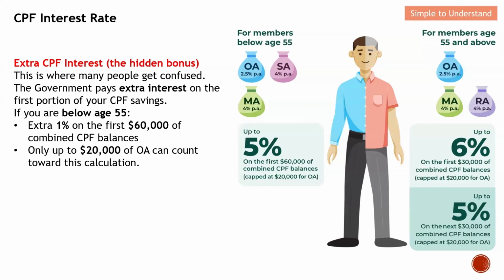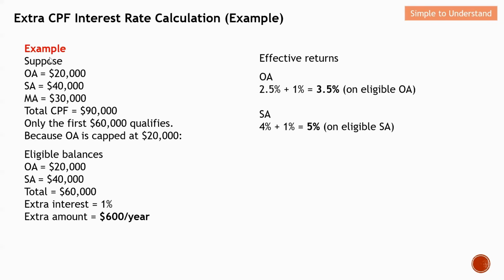Let me give you an example in order for you to understand this better. Suppose OA 20K, SA 40K, MA 30K. So our total CPF balance is 90K. However, if you still remember, only the first 60K will be able to enjoy the additional 1%. So not all of this 90K will have the additional 1%. Only the first 60K will qualify.